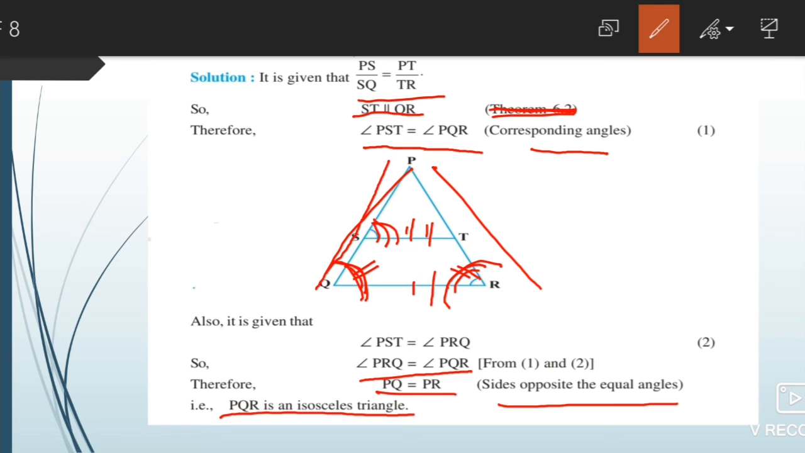So here are the 3 examples on similarity of triangles.